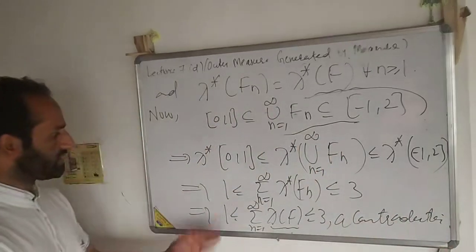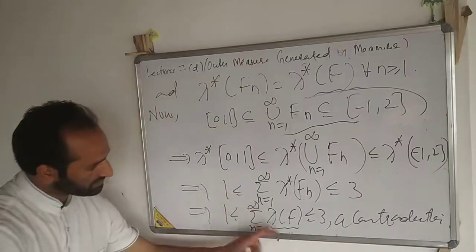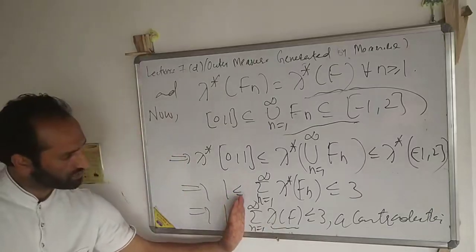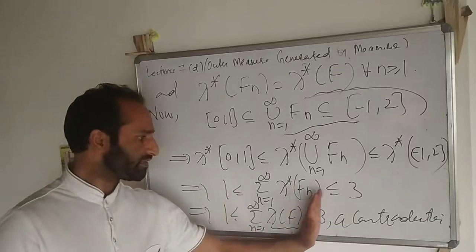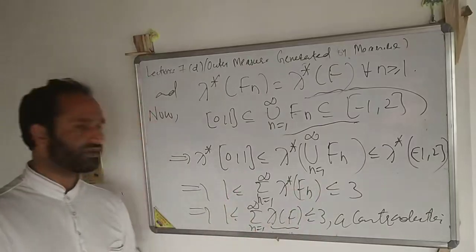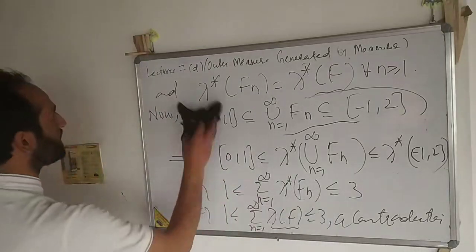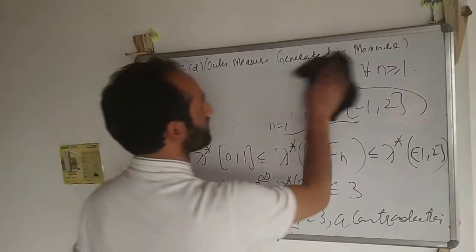Because if you take this inequality, then the Lebesgue measure of F must be equal to 0. But on the other hand, this cannot be equal to 0 because the sum is greater or equal to 1. So that means we arrive at a contradiction. Therefore, our assumption that F is measurable is wrong, hence F is not measurable. So this is an example of a non-measurable set.